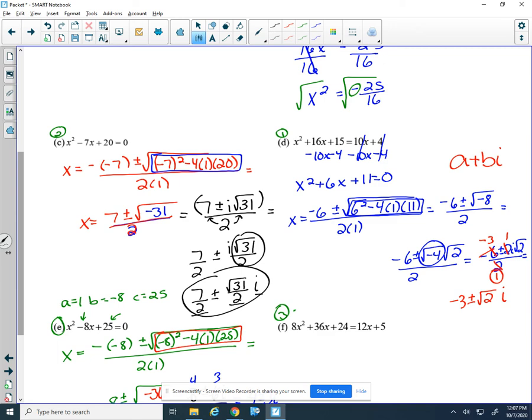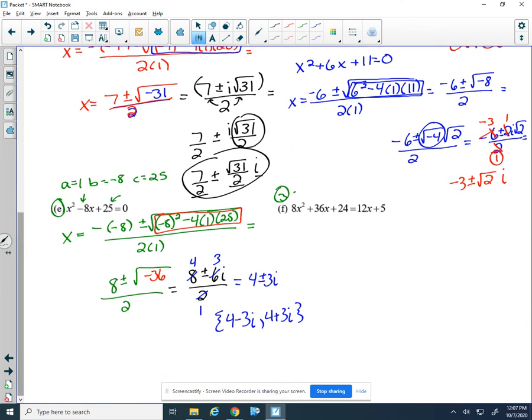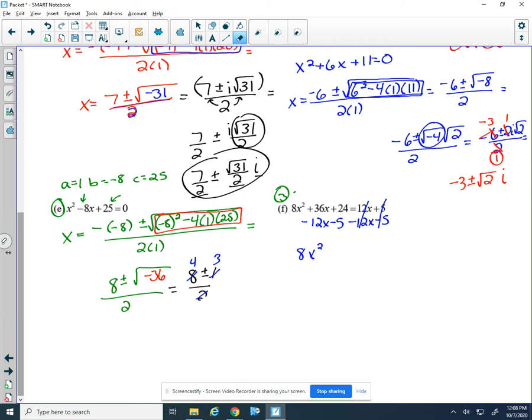So our last one we're going to go over is letter F. And in terms of the type of simplifying, letter A is very similar to this one, so I'm just trying to keep the video a little shorter. So I'm going to subtract my 12x and subtract my 5. And I get 8x squared. Let's erase some of this to get out of the way. So 8x squared plus 24x plus 19 equals 0.